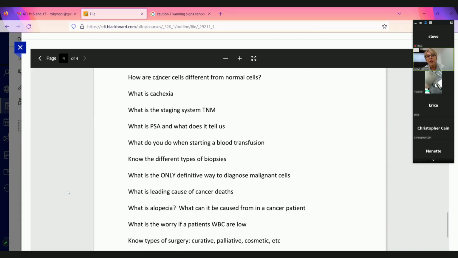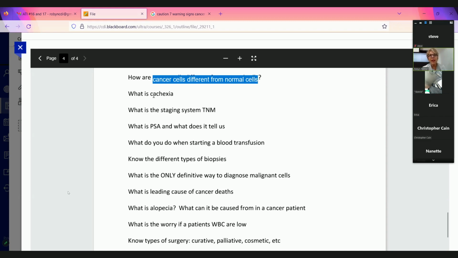How are cancer cells different from other cells? We just talked a little bit about that. The mitosis pattern, the number of chromosomes, the nucleus is larger. They regenerate quicker, right? So the cells grow, the tumors grow faster. So there's a big difference between a cancer cell and a normal cell.